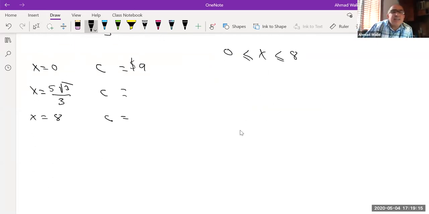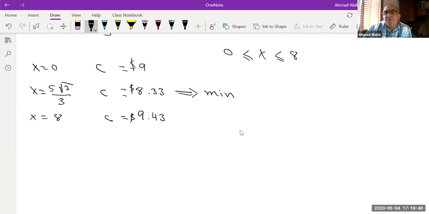When it's 8, I think you will end up with 9.4 something for $3. Please calculate for me. And when it's 5 radical 3 over 3, that will be $8.33. Which one is the minimum cost? Yeah, this one, right? This one is your minimum cost, $8.33.